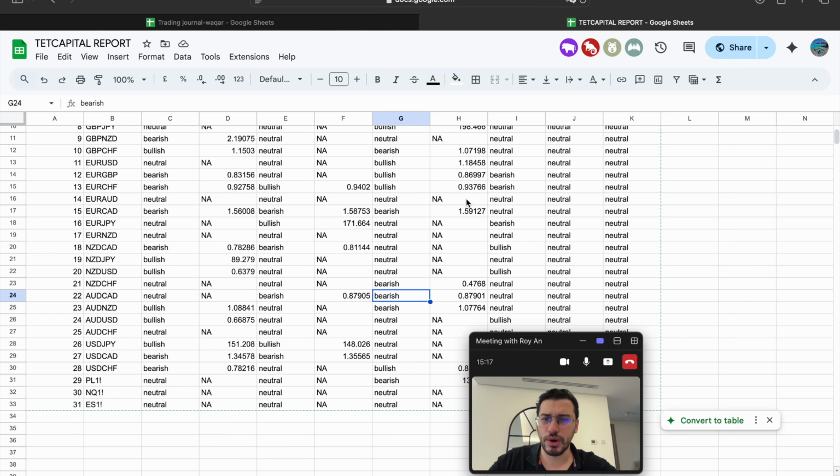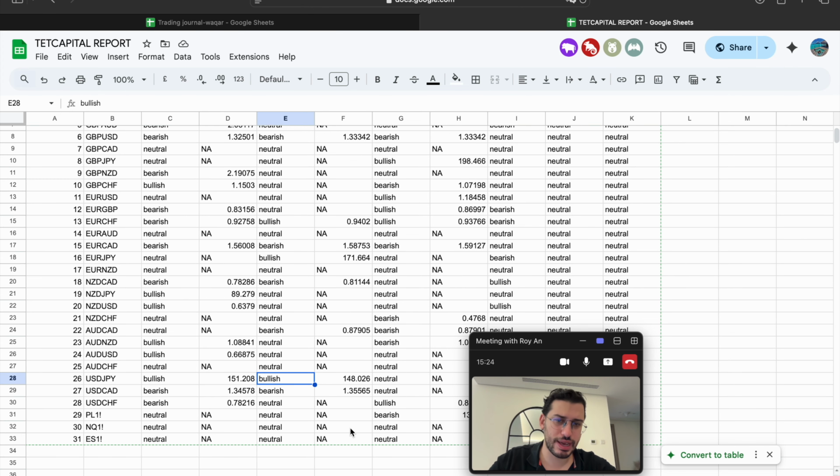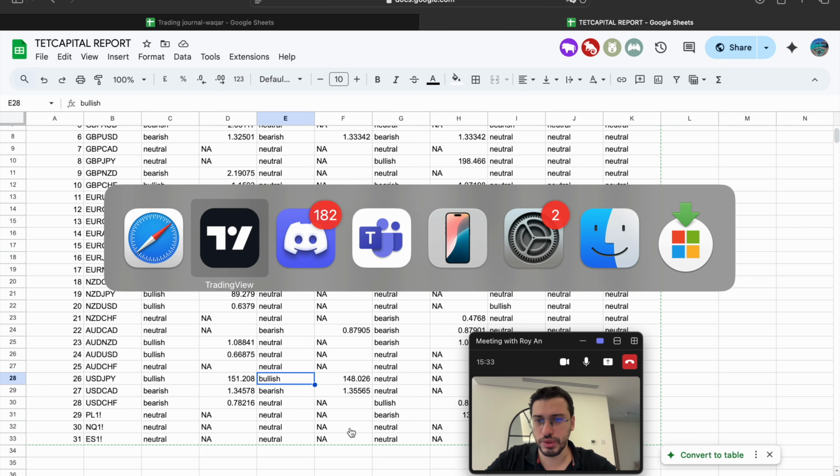So USD JPY, as you can see right now, we'll look at the TET Capital report. It is bullish on the investor horizon and it is bullish on the swing horizon. And therefore, obviously, we are looking for bullish trades on USD JPY. As usual, I am looking for that transition. So I need the market to be bearish and then to shift through to the upside.